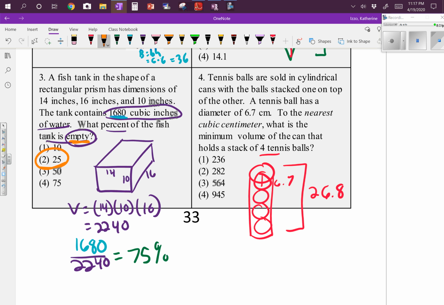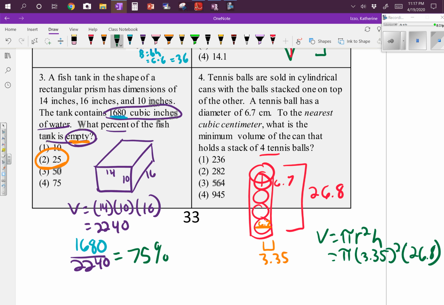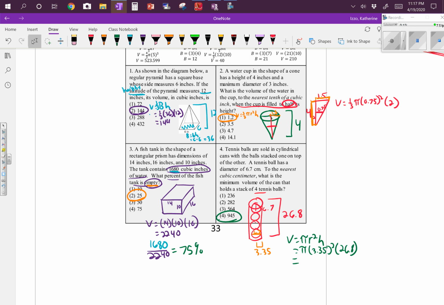That sounds about right. And then this is a diameter, so that's 6.7, which means the radius is going to actually have to be half of that. So that would be 3.35. And we go through and do our volume. Volume of a cylinder is pi r squared h. So pi 3.35 squared and then 26.8. Type that into our calculator and we should get 4 as our answer. Okay, so that's how we're doing with the volume.